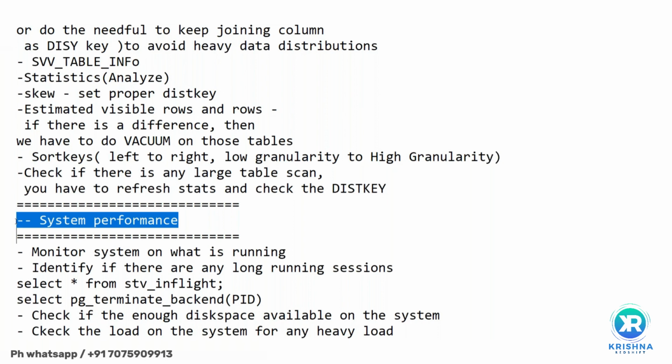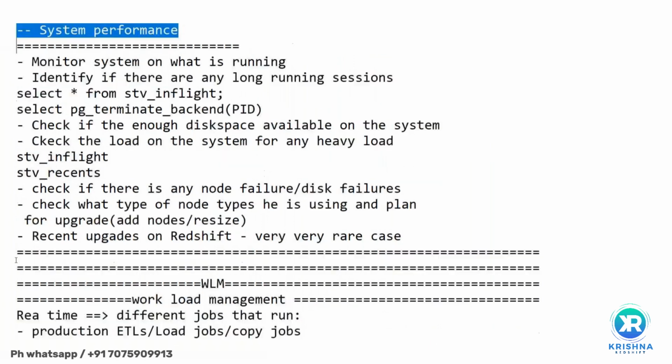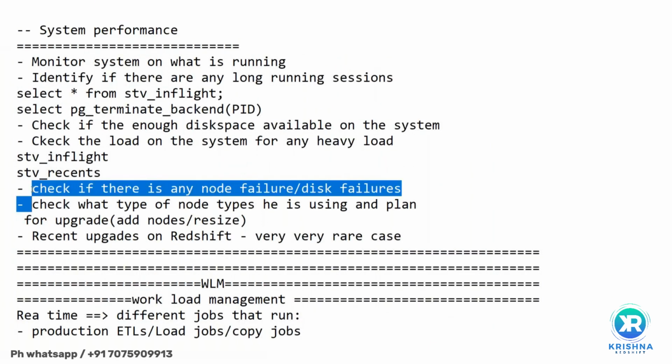Generally, if a user complains that my system is running slow, at that time we should ask, is only one query running slow or all queries? If all queries are running slow, you can immediately say that it's a system level issue. At that time all the queries will be affected, both ETL queries and reporting queries, whatever it may be. Generally the issue will be with the nodes or disks.